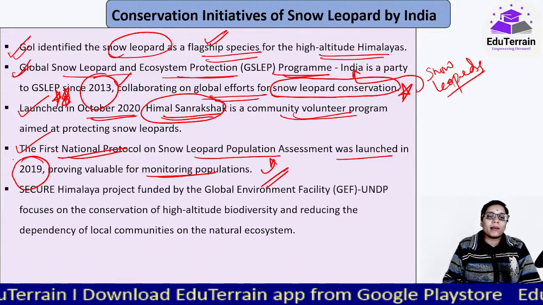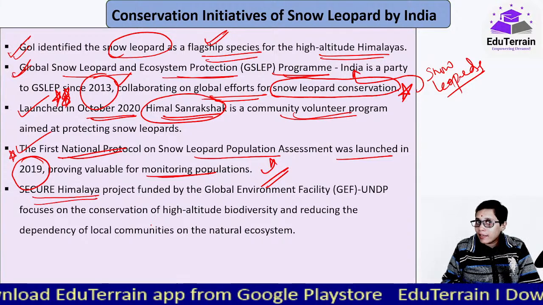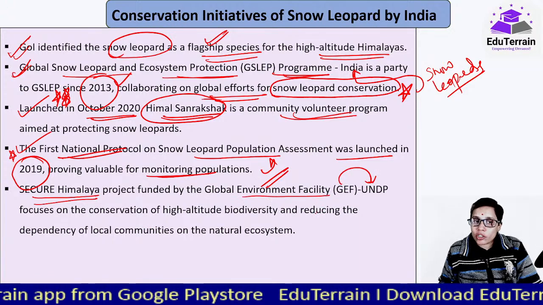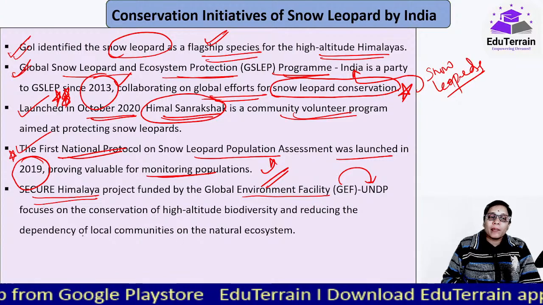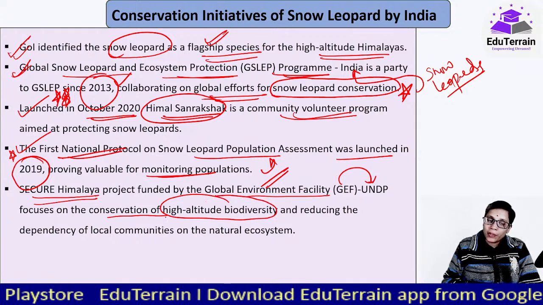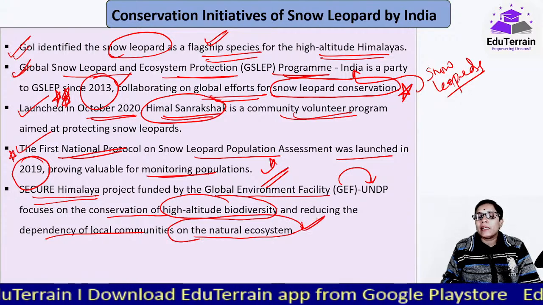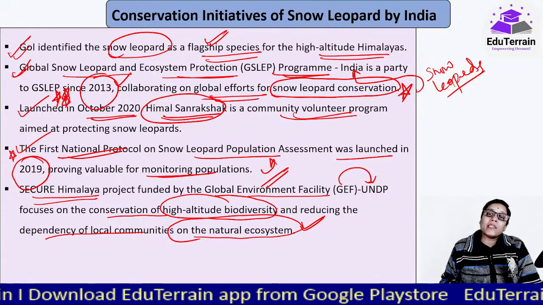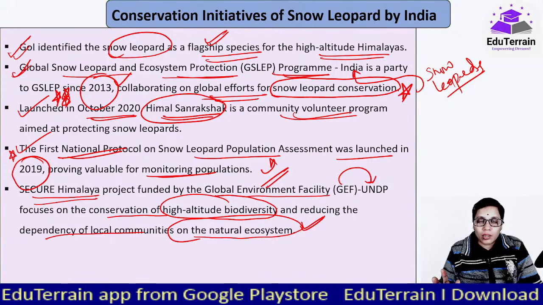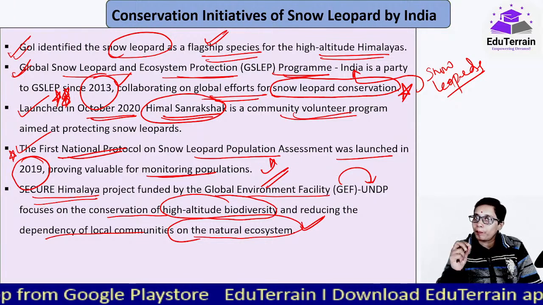Okay, important again. And Secure Himalaya is a project that has been taken up and funded by the Global Environment Facility under the United Nations Development Program. Majorly to focus on the conservation of high altitude biodiversity and reducing the dependency of local communities on the natural ecosystem, thereby avoiding disturbance by the local communities to these high altitude biodiversity that also includes snow leopards.